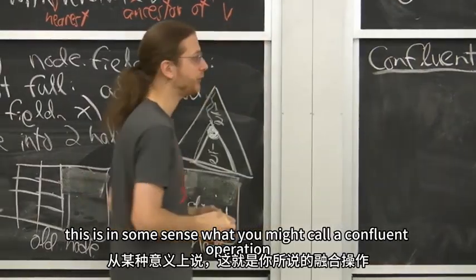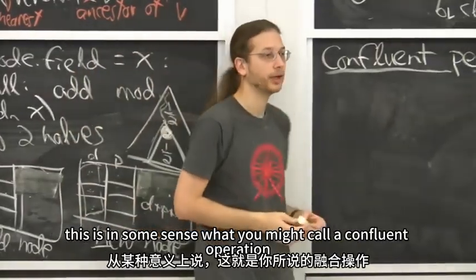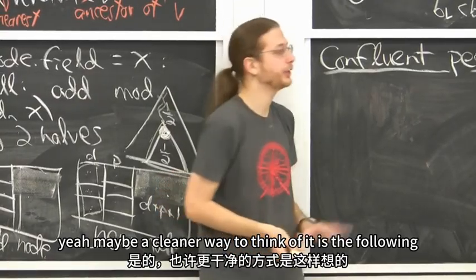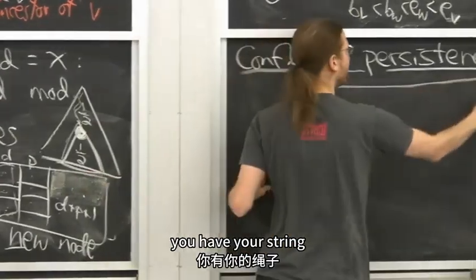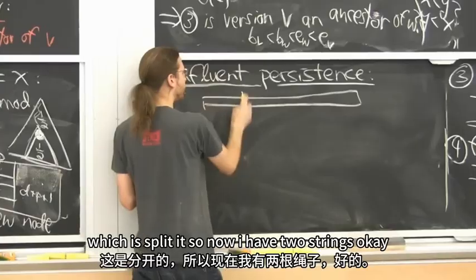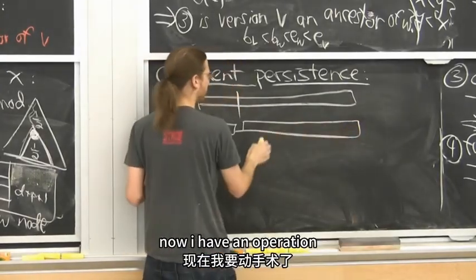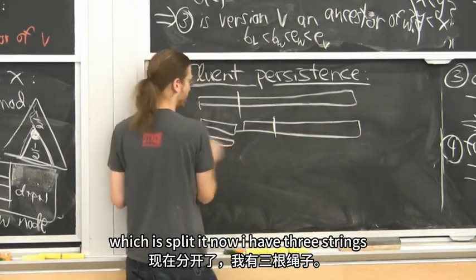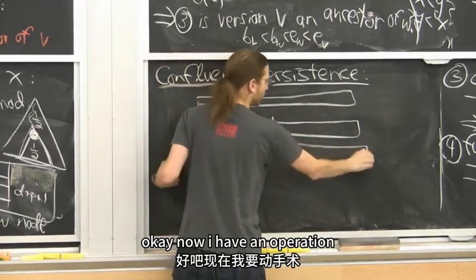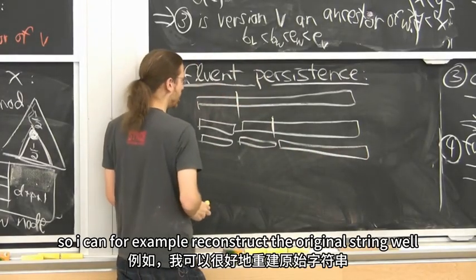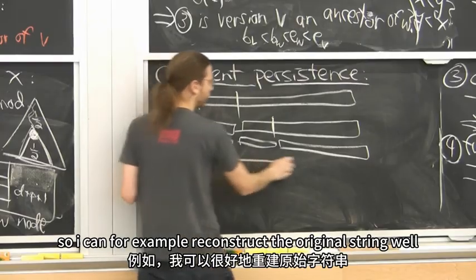This is, in some sense, what you might call a confluent operation, because maybe a cleaner way to think of it is the following. You have your string. Now I have an operation which is split it. So now I have 2 strings. Now I have an operation which is split it again. Now I have 3 strings. Now I have an operation which is concatenate. So I can, for example, reconstruct the original string.